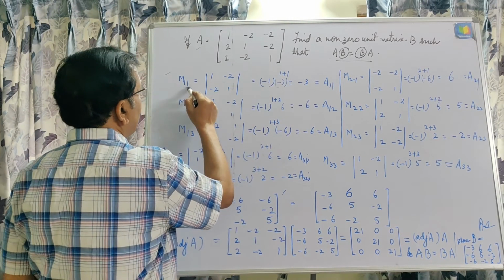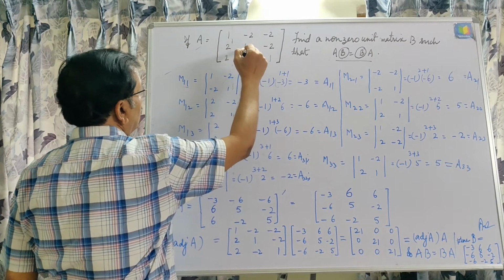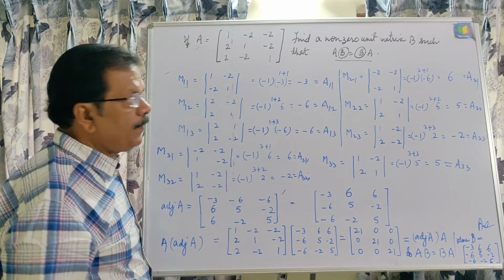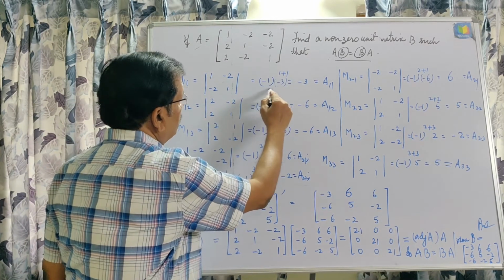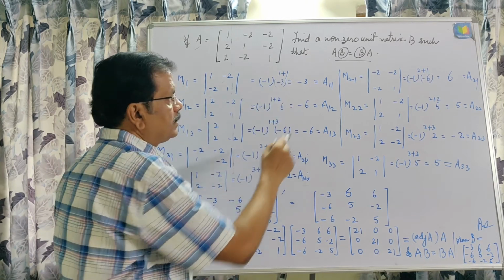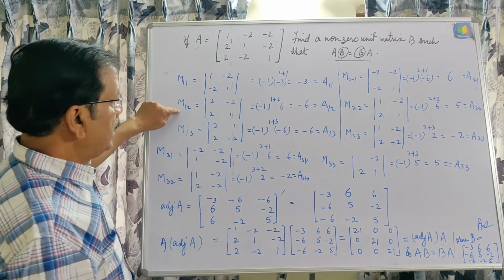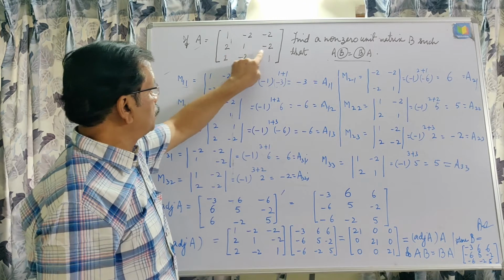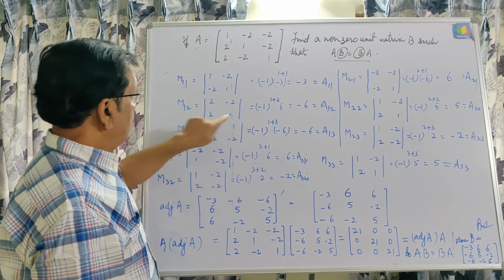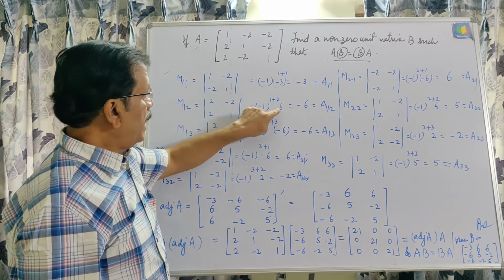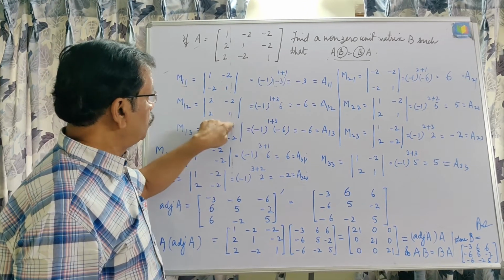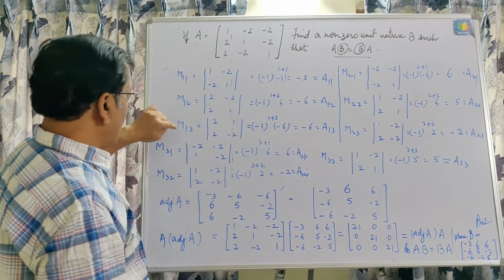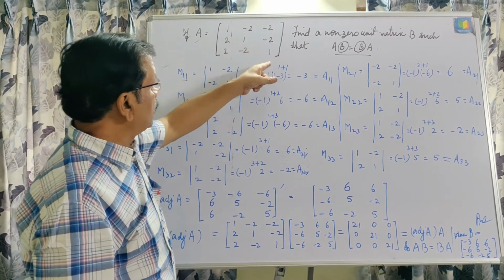Now in the first case, M11, first row, first column, what is left? 1, minus 2, minus 2, 1. And then for the cofactor, this is minus 1 to the power 1 plus 1, and this value, which is minus 3, is A11. In this way we can find M12, first row, second column. What is left? 2, minus 2, and 2, 1. Minus 1 to the power 1 plus 2, and the value coming is 2 minus minus 4, that is 6. That is A12.